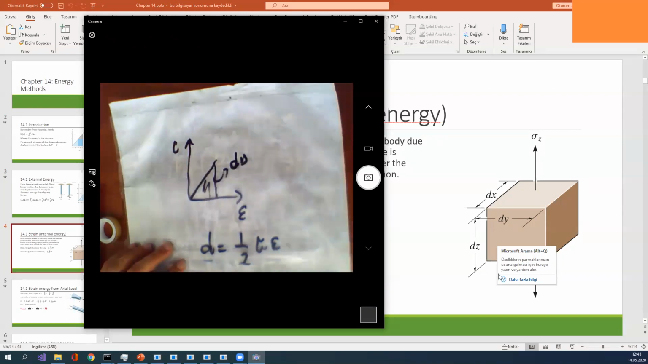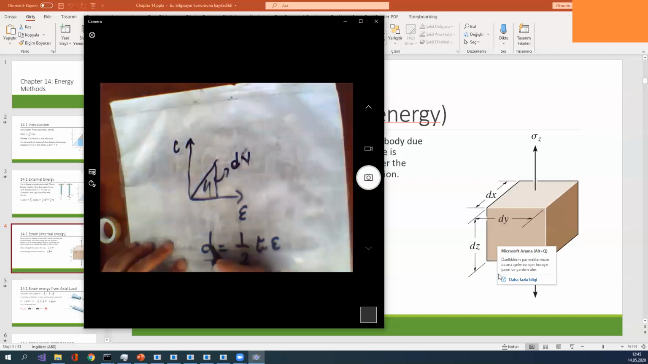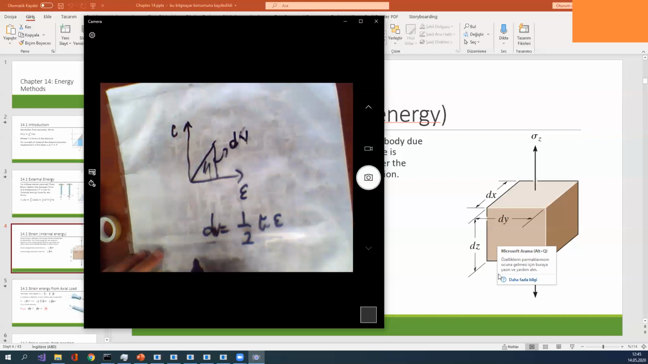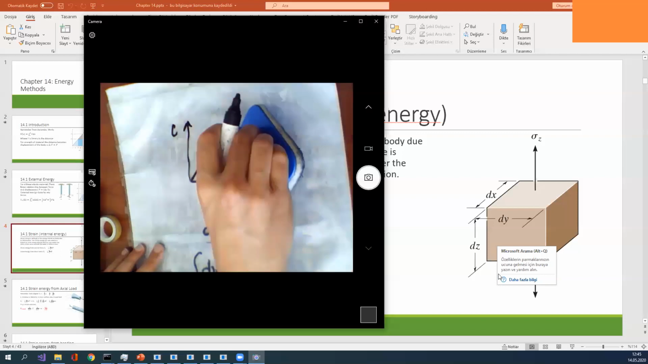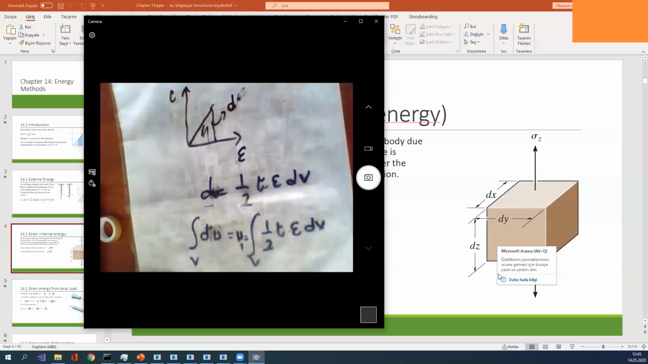dz. So, sorry, I don't want to use du. And in dv, like the volume I want. Therefore, I want to take the volume integrating dv. I'm sorry, I want to use the du. It's much better. And du is equal to dv. So therefore, in integration, we can say 1 over 2 sigma times epsilon dv. So volume integration. This is the internal energy formulation.